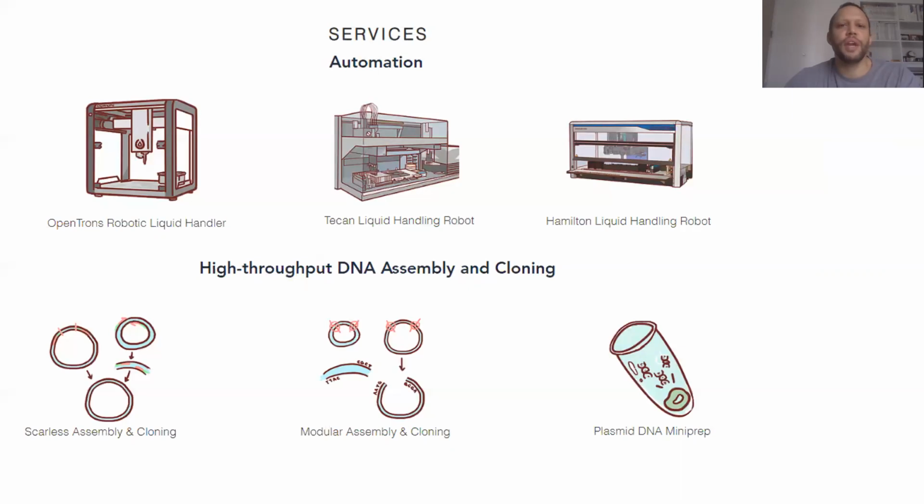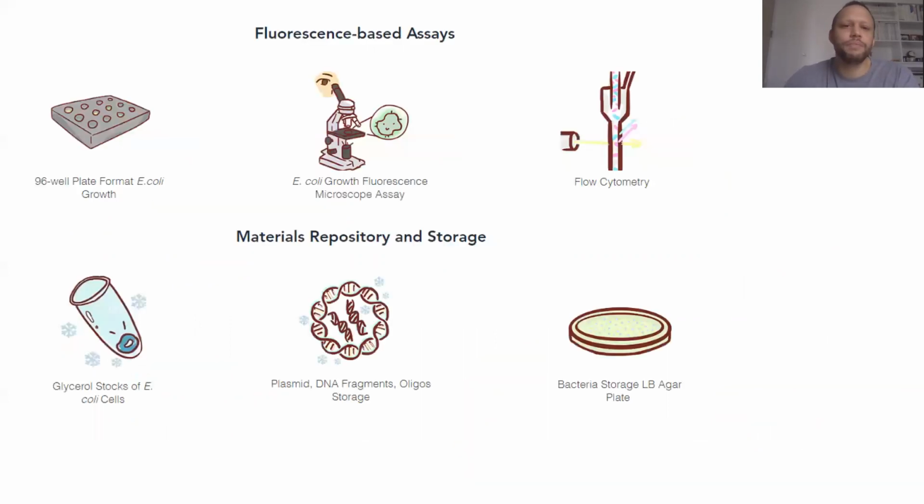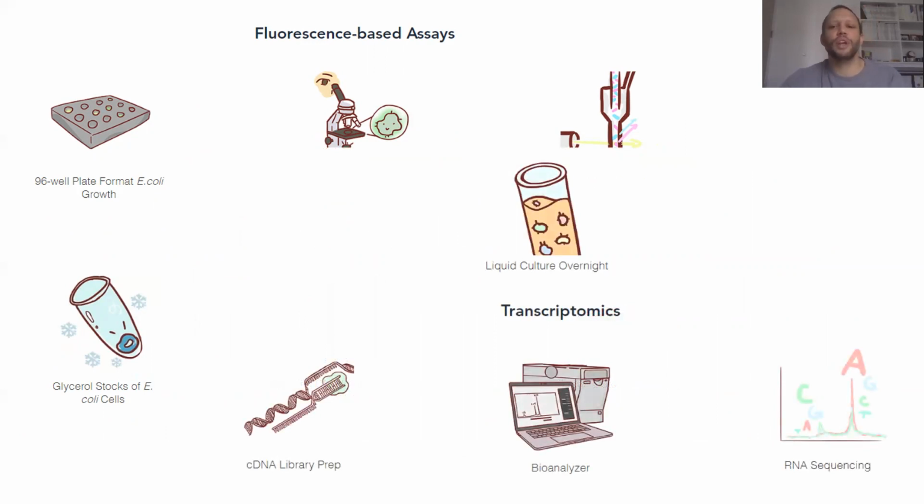The services we create are related to automation, high throughput DNA assembly and cloning. We also do things like mini prep and glycerol stock preparation. We purify DNA, we do mRNA enrichment. We do fluorescence-based assays. We do materials storage and basically can house things for researchers that don't have that capability. And we can also do transcriptomics.